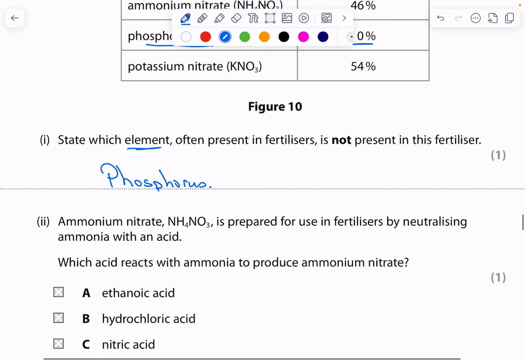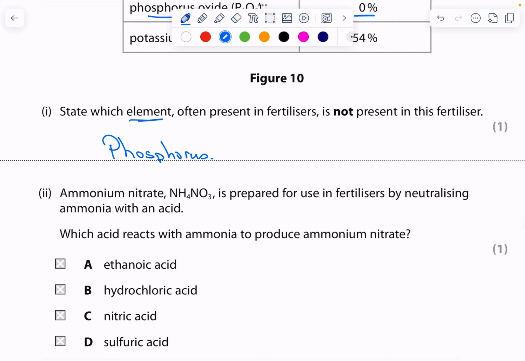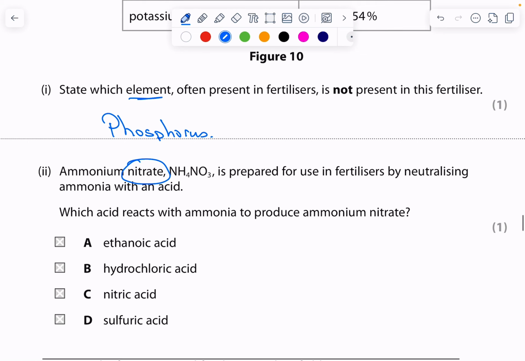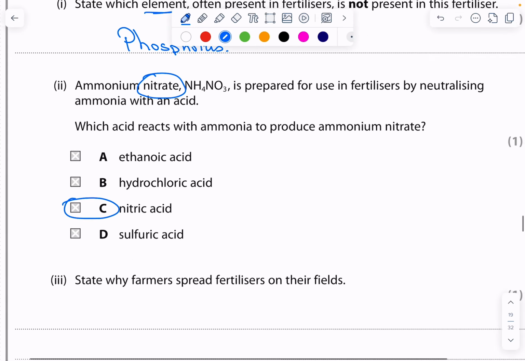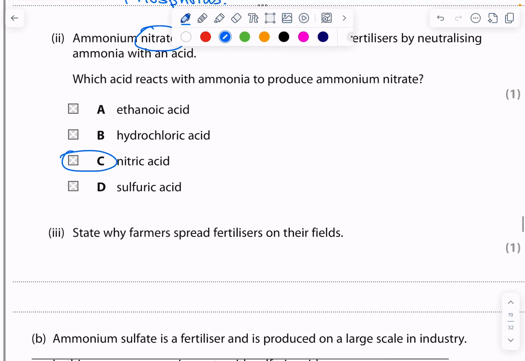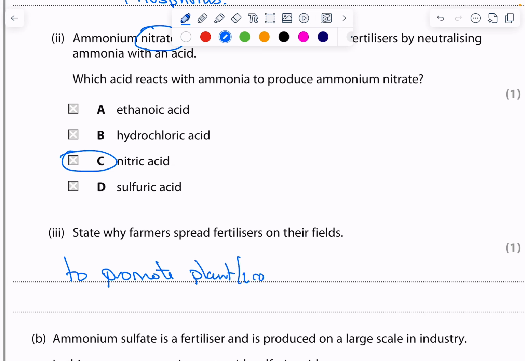Ammonium nitrate is prepared, which acid reacts? Because we want to make a nitrate, we have to react nitric acid. So that's the option there. Why do farmers spread fertilizer on their fields? It's added to promote plant or crop growth. So it helps crops to grow, and that's why we add it.